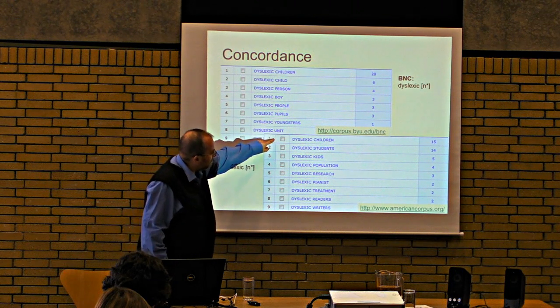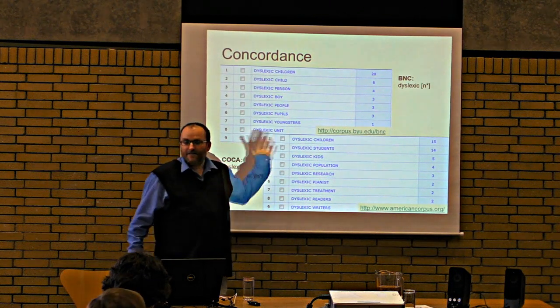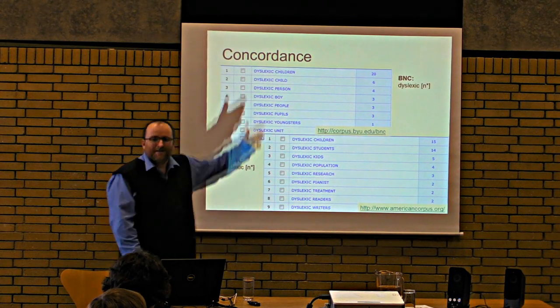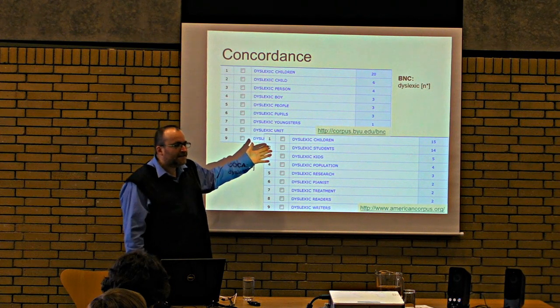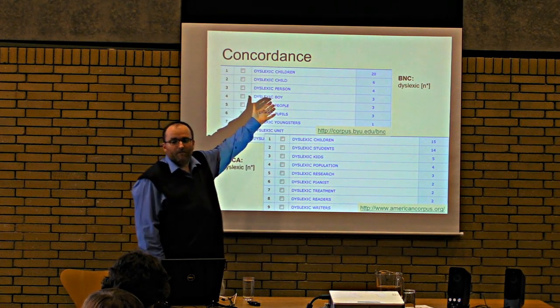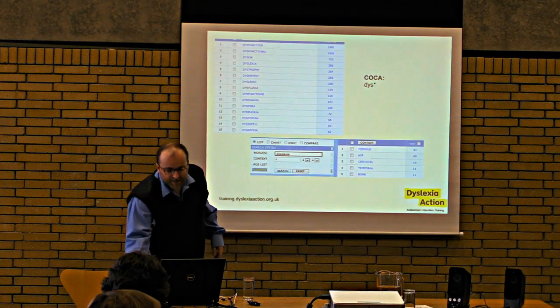Dyslexic in American English, same thing. They even have children and kids. So we can see, yeah, that's right, we speak more of dyslexic children. I mean, that was a gimme. But here we have a good kind of evidence. And not only can we see whether it's children or adults, but also what sort of things we said. I'll show you how that can work later.